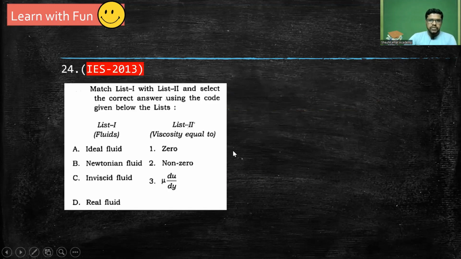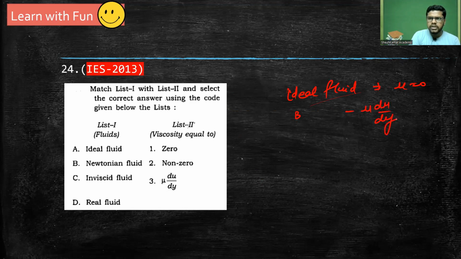Moving ahead, match list 1 with list 2. List 1 contains the fluid and list 2 contains the viscosity description of that fluid. When you say ideal fluid, the description for ideal fluid is that it has no viscosity, the mu value is 0. Then B is a Newtonian fluid, so it is related to du by dy, from the statement of Newton's law of viscosity. Option C is inviscid, meaning again the mu is 0. Then option D is a real fluid, so obviously the mu value is not equal to 0.